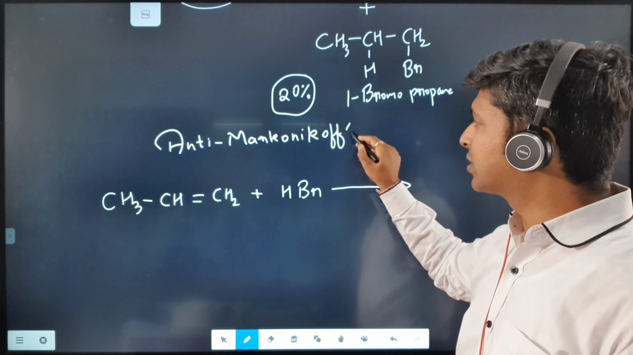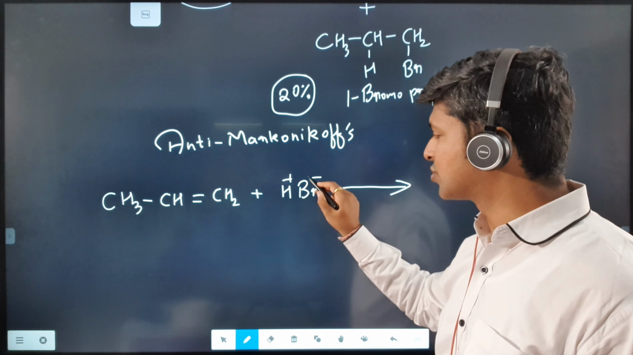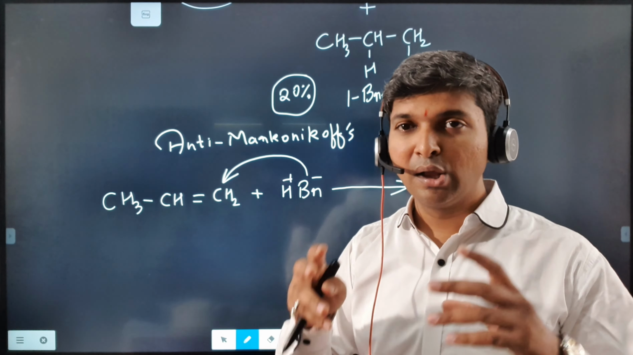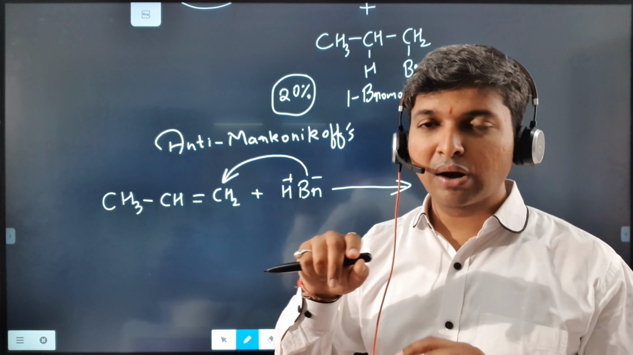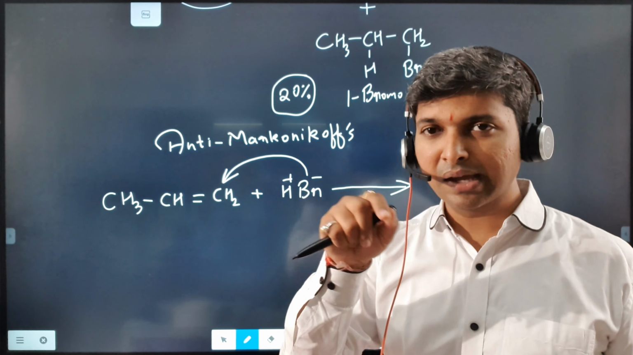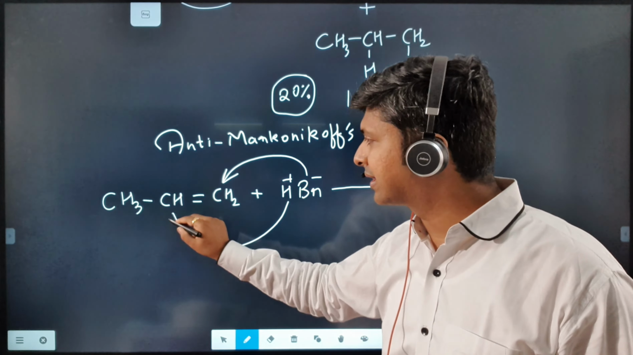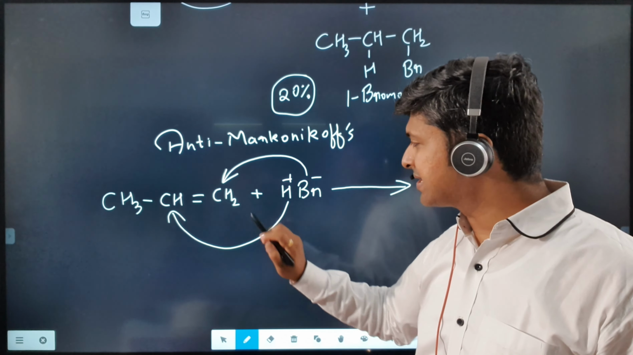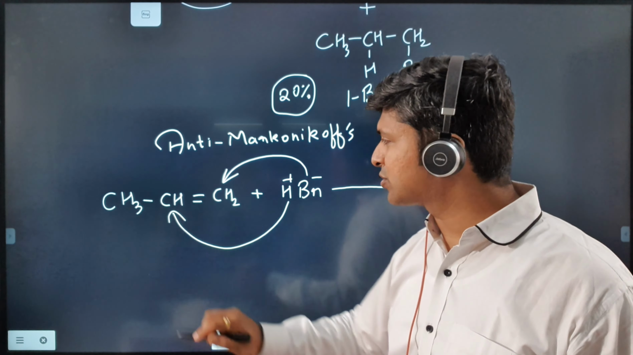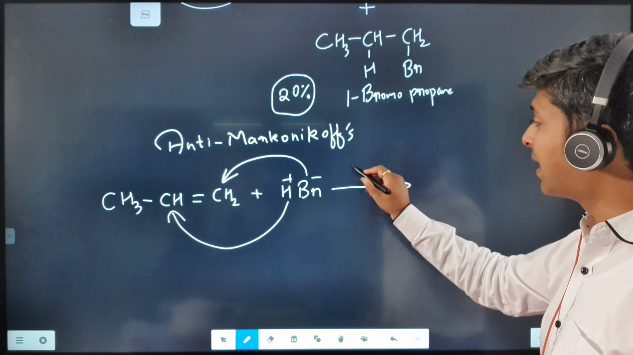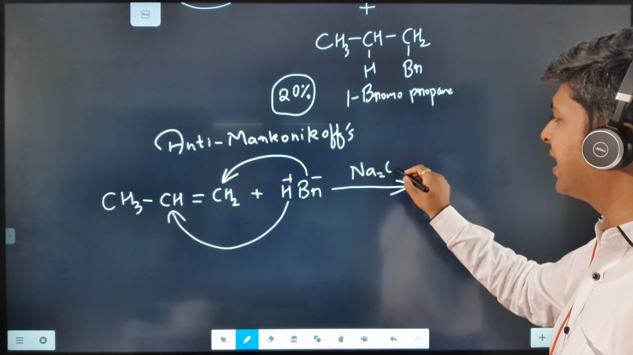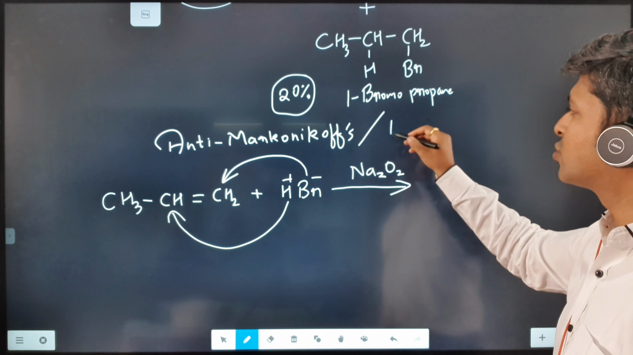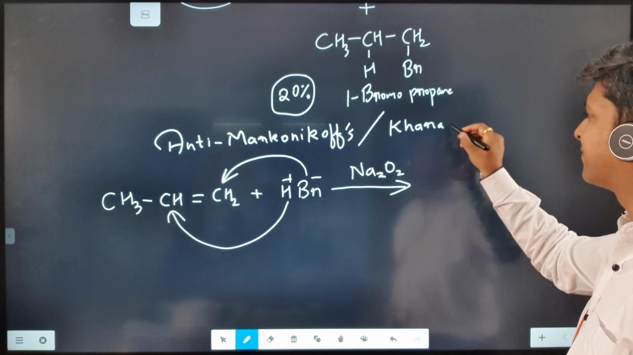the negative part should get attached to the carbon having more number of hydrogens. The rule itself says that the negative part, meaning it has been reversed. Red light was for stop, now red light is made for go. And green light was for go, it has been made for stop. Meaning it has been reversed. Now the negative part according to the rule should get attached to the carbon having the most number of hydrogens and the positive part should get attached to the carbon having less number of hydrogens. But this can happen only and only in the presence of a peroxide. This anti-Markovnikov's rule is also called the Kharasch-Mayo effect.